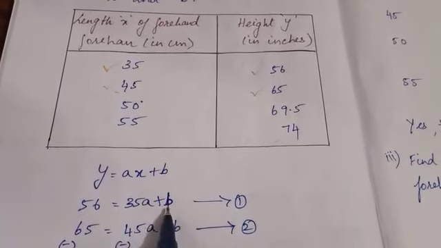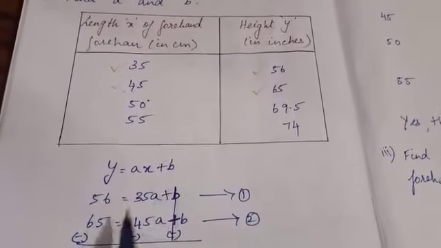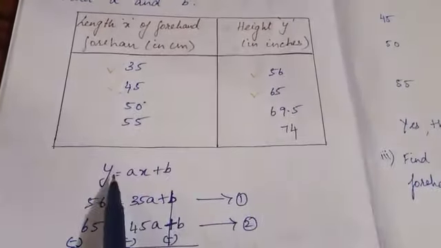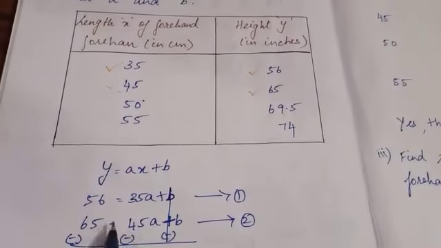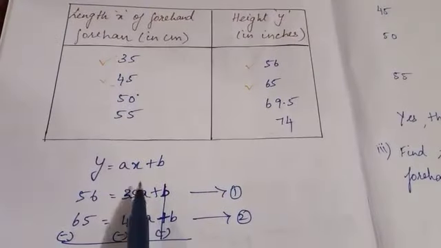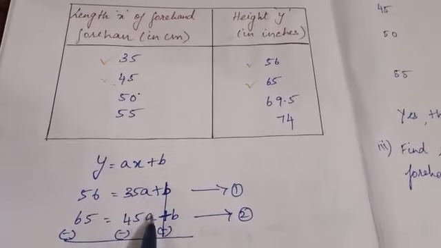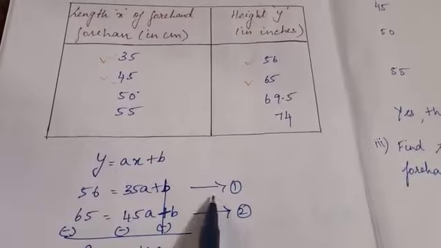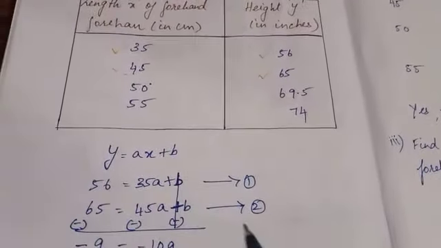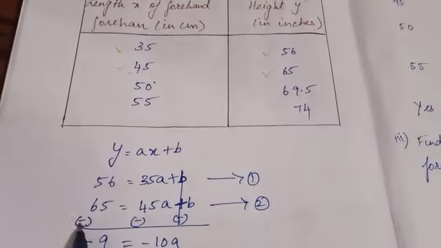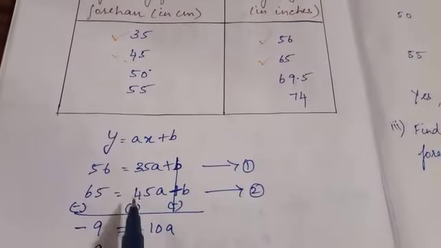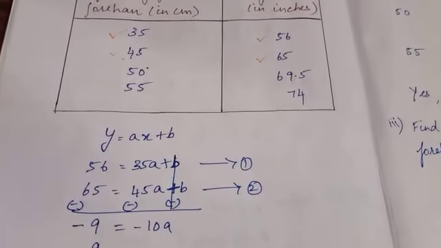56 is equal to 35a plus b. This is my first equation. Next I'm choosing y as 65. What is the corresponding x? 45. So 65 is equal to 45a plus b. This will be my second equation. To find a and b we are going to solve it. I'm changing the signs of the second equation: plus becomes minus, plus becomes minus, plus becomes minus.